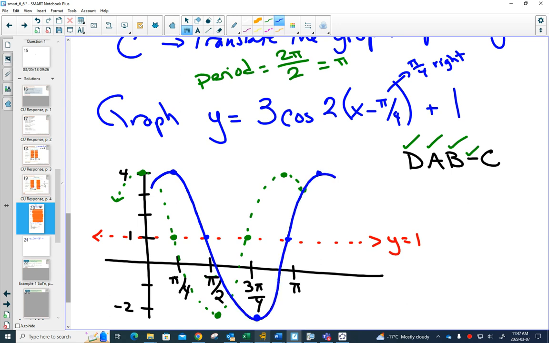Draw a nice curve through each of those. If you draw straight lines and make it pointy, you'll lose a half a mark for the shape of the graph. So it has to be a nice curve through all of those points. And now we have done everything in the DABC. I can check off the C part.